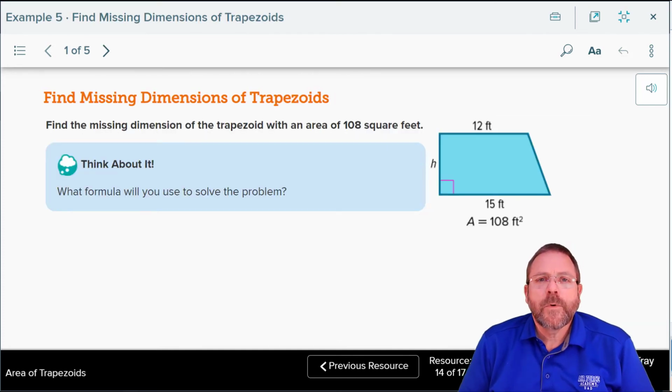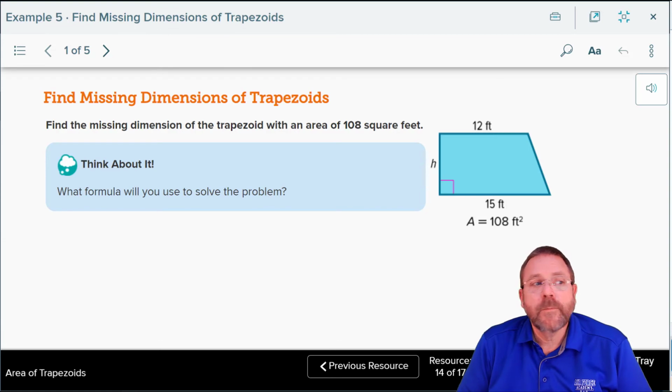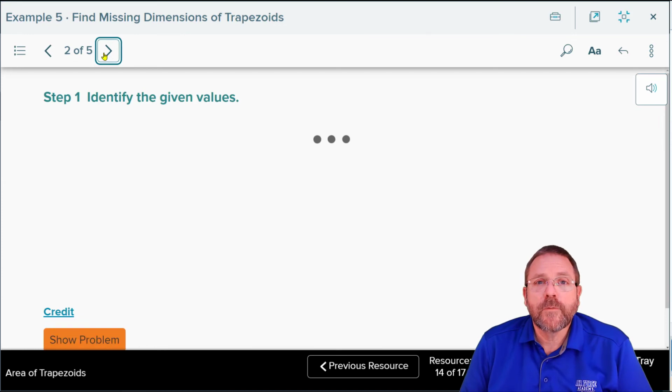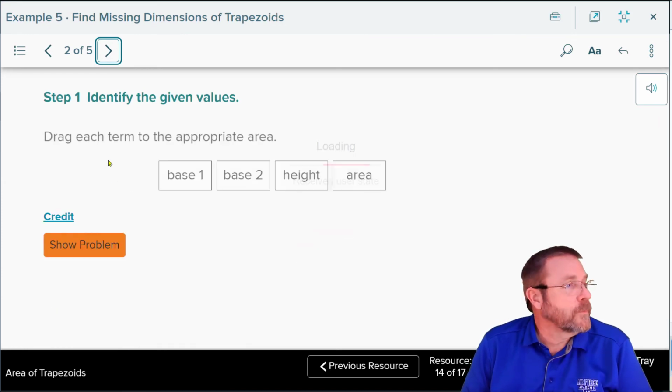And now we get to the most challenging of the problems that they're presenting us with today, and that's because in this one, they're giving us the area of 108 feet squared, they're giving us the two bases, and they want us to find the height. That means we're going to have to kind of work this backwards, isolating our variable, just like we've learned to do in previous lessons in this year.